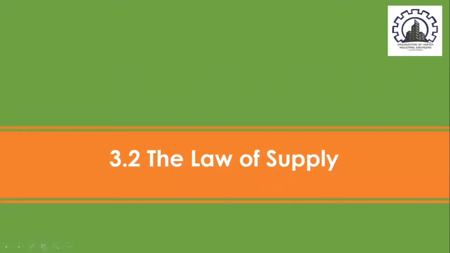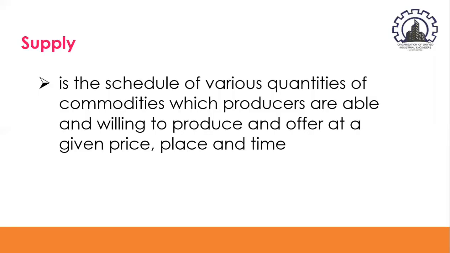The next key area that we're going to be discussing now is the law of supply. So what do we mean by supply then? Supply is the schedule of various quantities of commodities which producers are willing and able to produce and offer at a given price, place, and time.